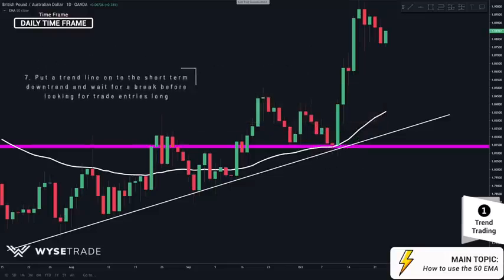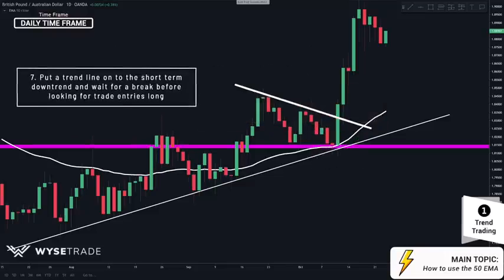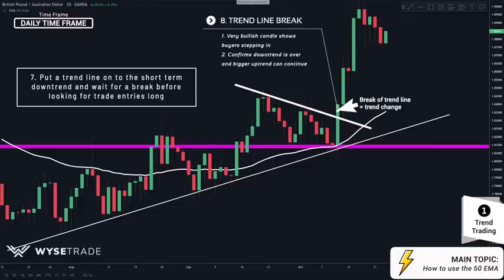As you should already know, you then put your trend line above the current moving downtrend, and once you had your break through the short-term trend line like this, it confirms all your previous analysis and that the short-term downtrend is over and that the bigger uptrend can continue. You then start looking for intraday entries through a breakout or a momentum play.